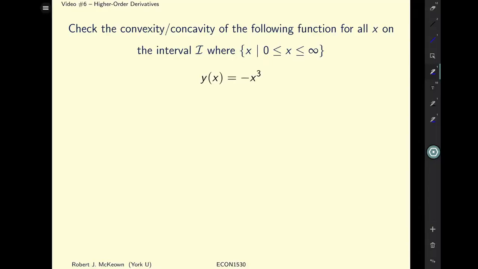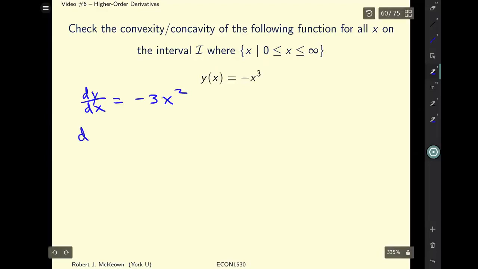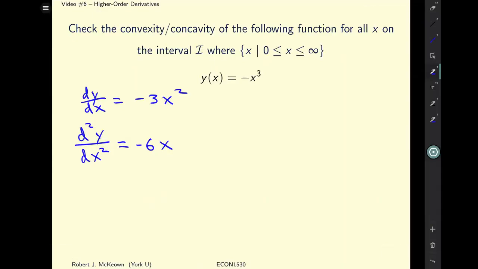So the first thing I'm going to do is find the first derivative. Maybe I'll write it in Leibniz notation. dy over dx is going to give me negative 3x squared. And then I want to find the second derivative. I'm going to take the derivative of this thing again, and I'm going to end up with negative 6x. And now I need to interpret it.